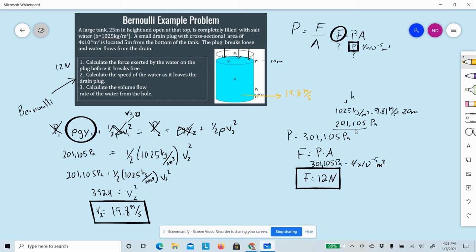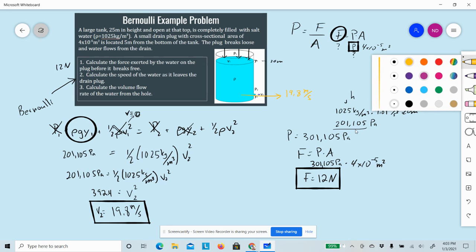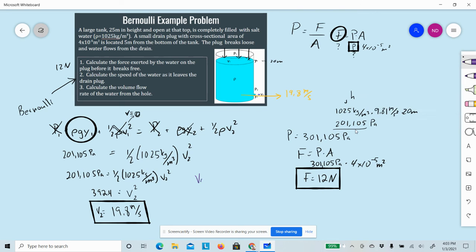Okay, and then the last part, the volume flow rate. The volume flow rate is area times velocity. So you've got your area of 4 times 10 to the minus 5th square meters times 19.8 meters per second. See how we're going to get cubic meters per second. So we'll get our volume flow rate, a volume of cubic meters divided by seconds.